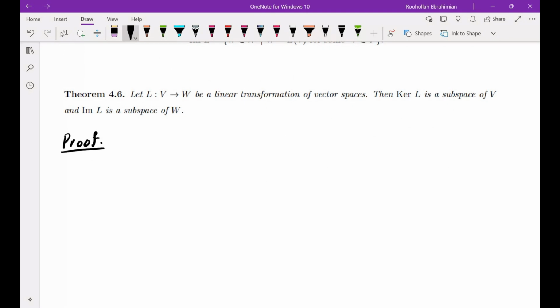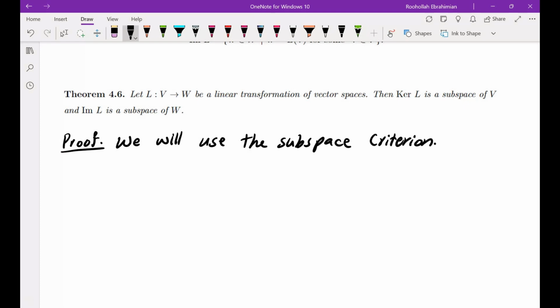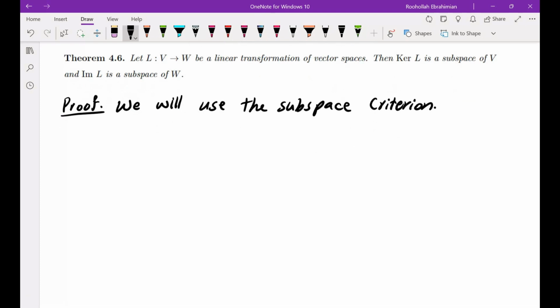So let L from V to W be a linear transformation. Then the kernel is a subspace of V and the image is a subspace of W. So naturally we will use the subspace criterion. In order to use the subspace criterion, we'll have to show that 0 is in the subspace and the subspace is closed under addition and scalar multiplication.